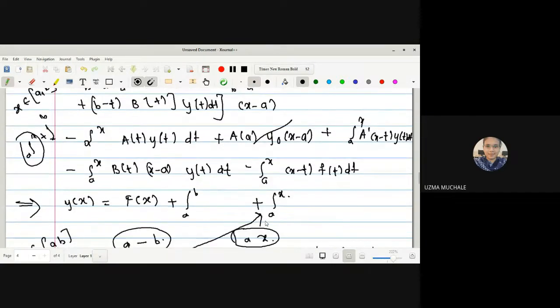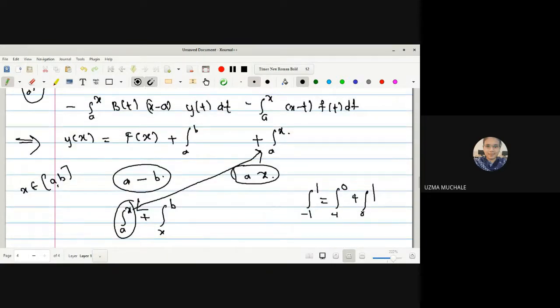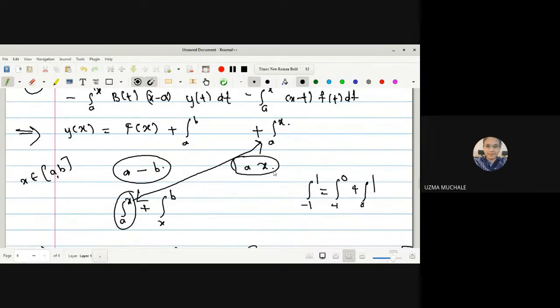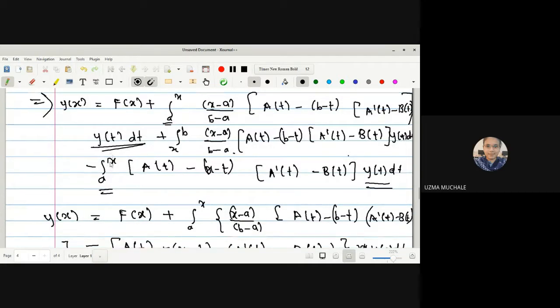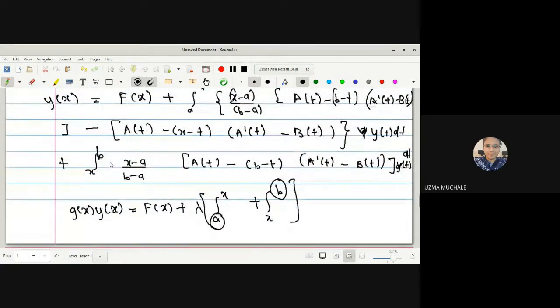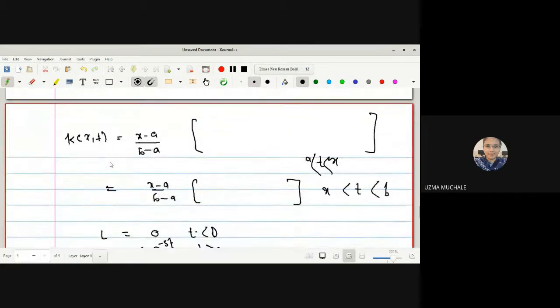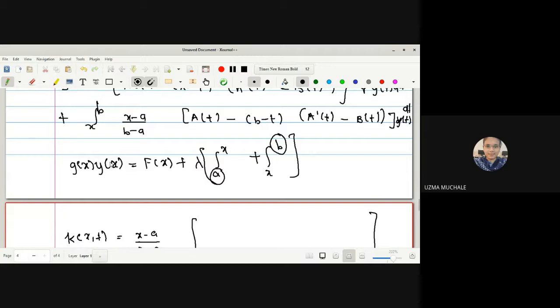Now whatever a to b we have, that we can split in the form of a to x and x to b. After splitting it in the form of a to x and x to b, here also we have done this a to x, x to b. So we have to now take the common terms, a to x, integration within the limit a to x, and then we can have the terms a of xt. That means we are getting two kernels within the two different intervals. And here the integration is within the limits a to b. So hence it is called a Fredholm integral equation. Okay.